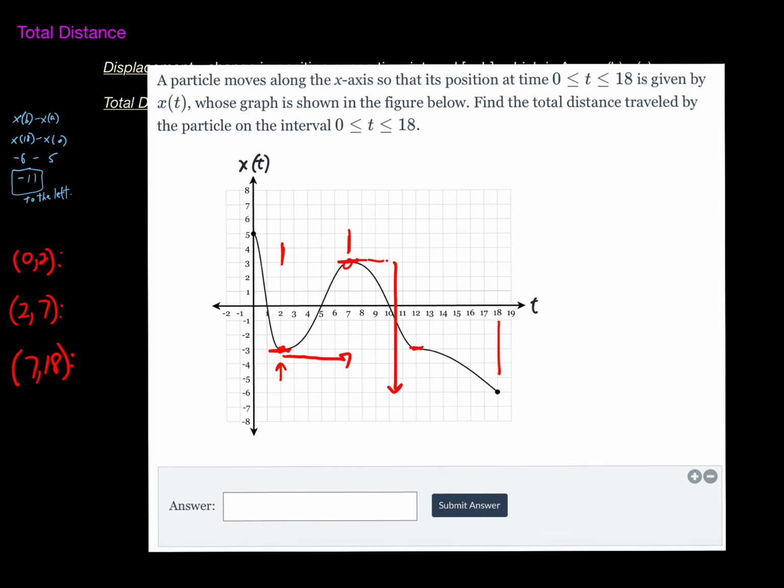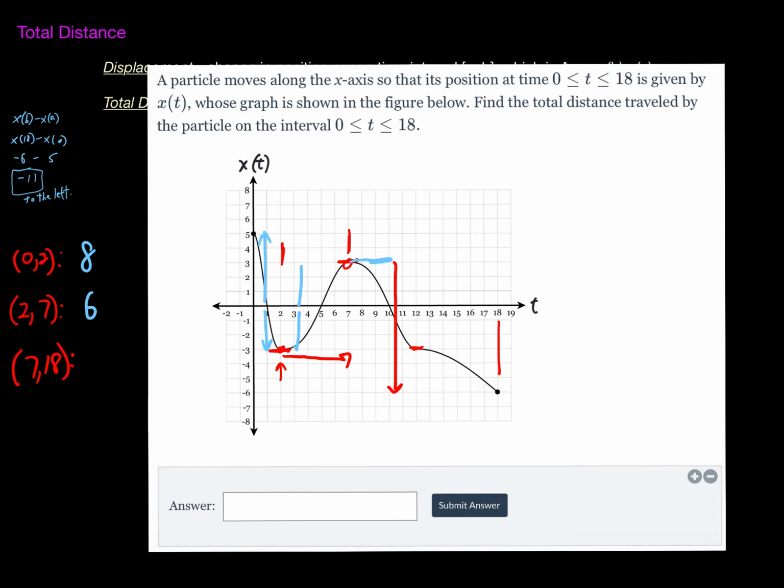What are our values here? Well, we are going 5 units, and then we have 3 more units, right? So that's going to be a total value of 8. Going from 2 to 7, we have to go back 3 to the 0, and then up 3 after the 0. So 3 and 3 is another 6 units total.